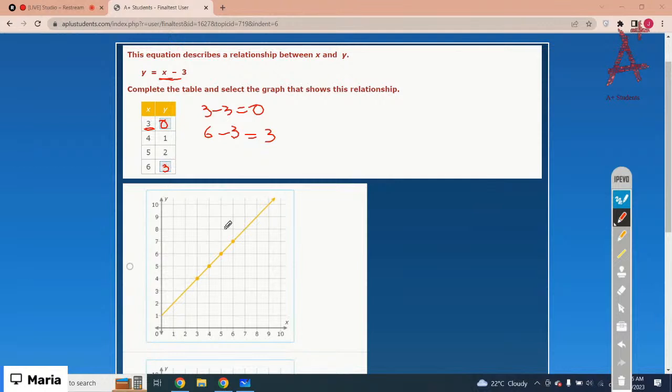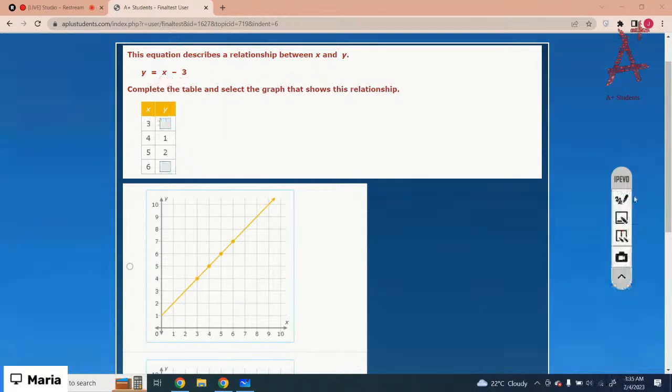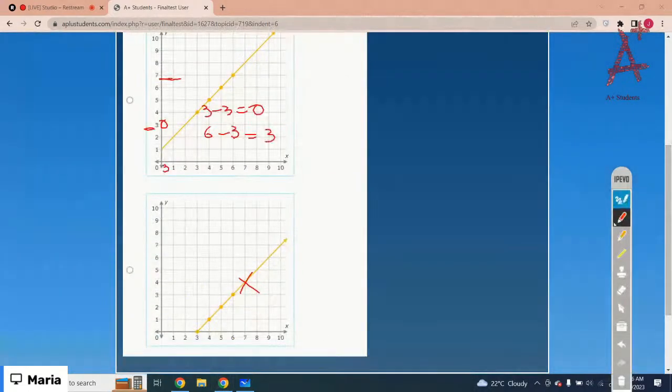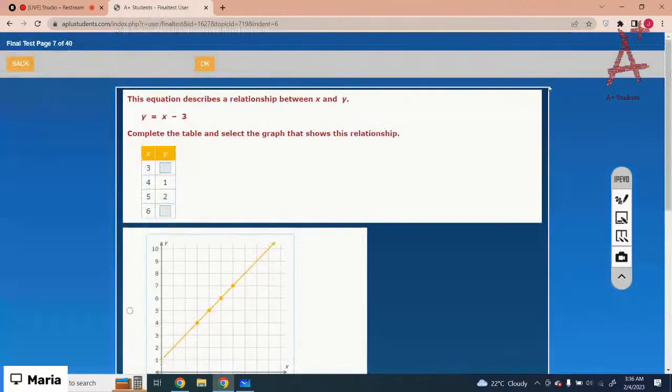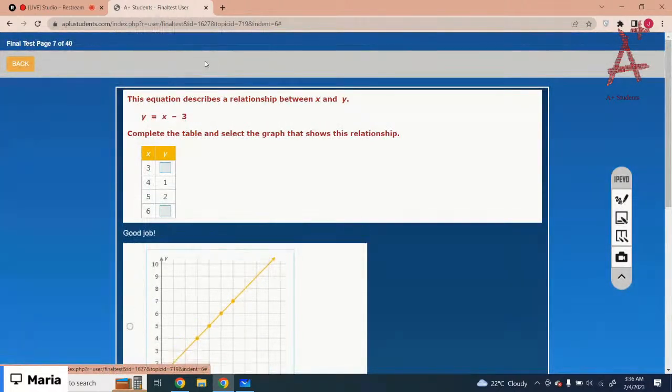Okay, let's see which option is the correct one. X is 3 and Y is 0. This isn't the correct option. Just look at the second one. When X is 3, Y is 0. When X is 4, Y is 1. When X is 5, Y is 2. And when X is 6, Y is 3. You can match those values on the table. So the second option is the correct option. Just select the correct option and click on the OK button.